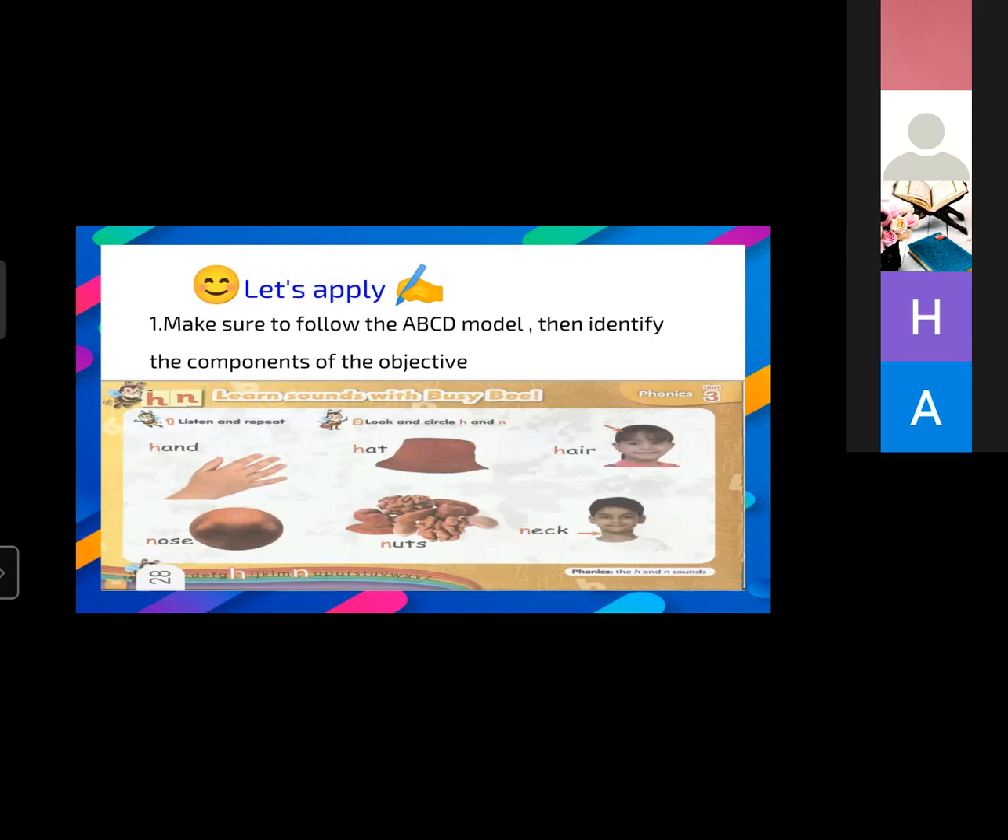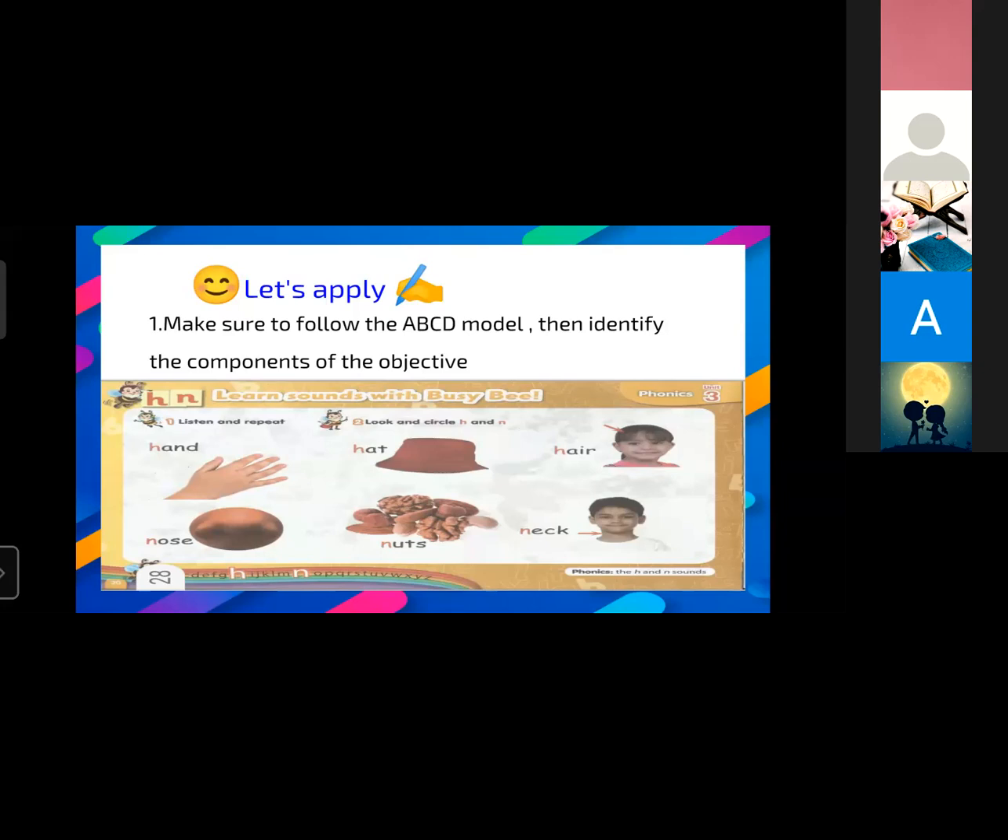Okay, can you think of another objective according to the ABCD model? Yes, I have one. Okay, go ahead. By the end of this lesson, the students will be able to successfully identify words that have the sounds ha and na. Okay, the degree, how? Differentiate, yes. Successfully. Yes, that's it, Ms. Noha. Differentiate, successfully, well.